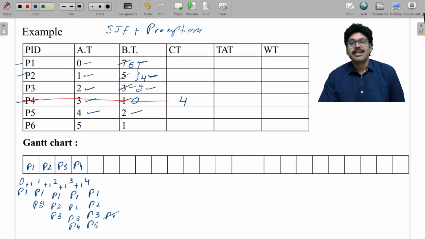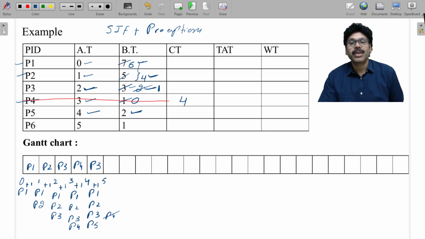Yes, there is a burst time conflict. Whenever burst time conflicts are there, you need to look at the lowest arrival time. So among this and this, which has the lowest arrival time? This one. So this one is executed. P3 is executed for 1 unit of time, balance is 1.